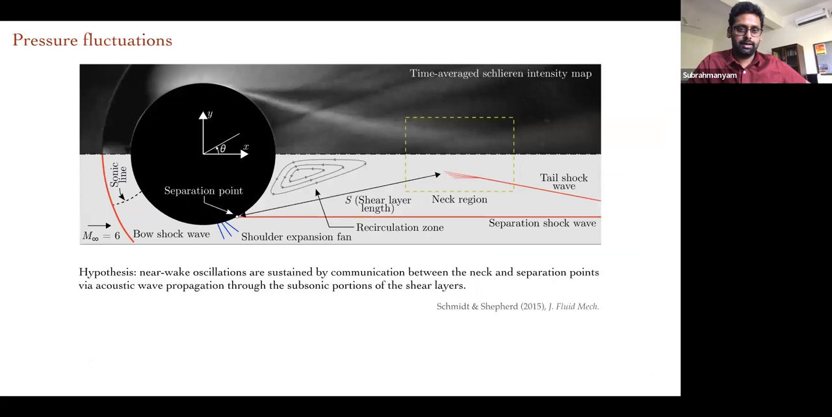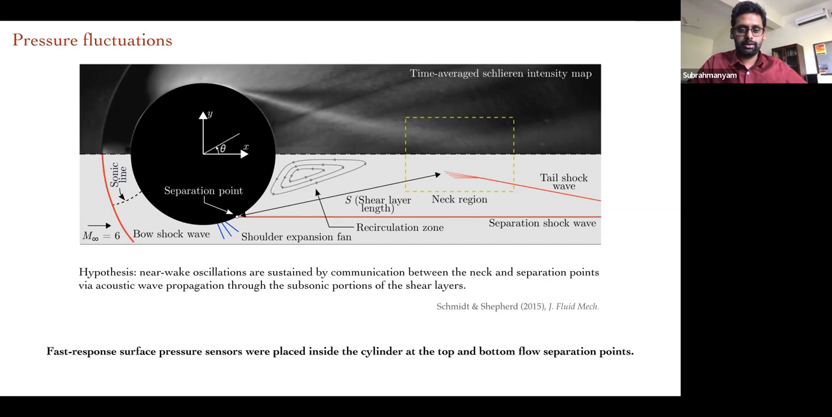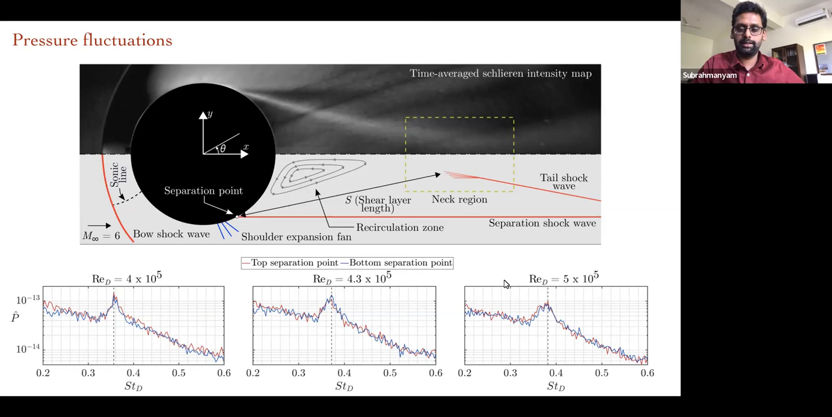So since the Strouhal-Hall number scaling works very well, which is based on the hypothesis of this acoustic feedback through this subsonic region, we are curious to see if we can pick out the near wake oscillation frequency at these separation points. So what we did in our experiments is we threw in two Kulite sensors. These are fast response miniature pressure sensors at the top and the bottom flow separation points, and did time resolved pressure measurements. Okay, so here's the power spectral density from the pressure measurements at these three different Reynolds numbers.